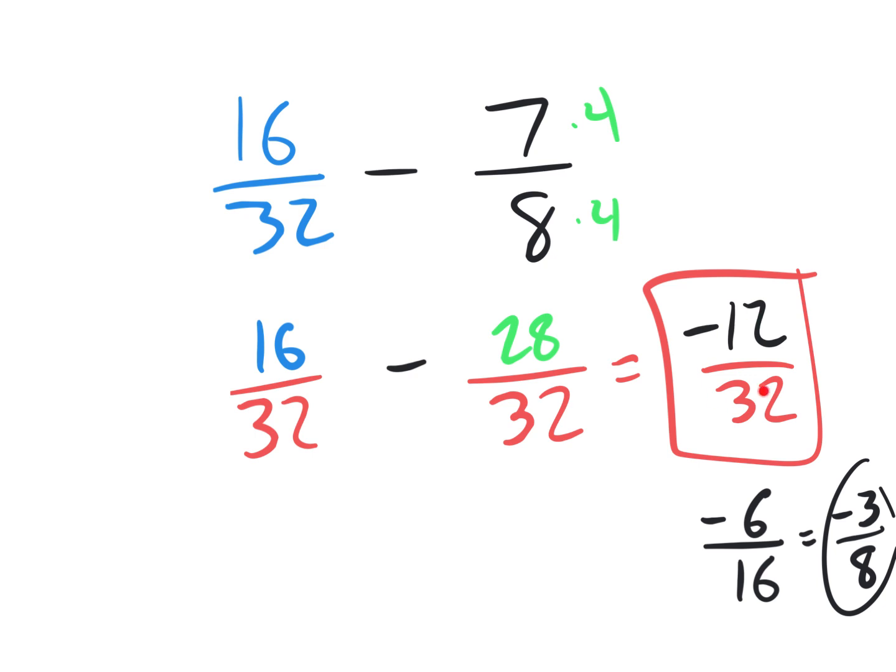Now, yes, we could have right from here said, I want to reduce by 4. 12 divided by 4 is 3. 32 divided by 4 is 8. Negative 3/8 is your answer. Sound good? Okay, so the goal for today's lesson is to be able to add or subtract fractions. And the way to do that is to get a common denominator. One more, and that's it, all right?